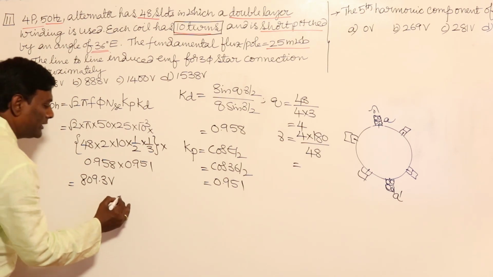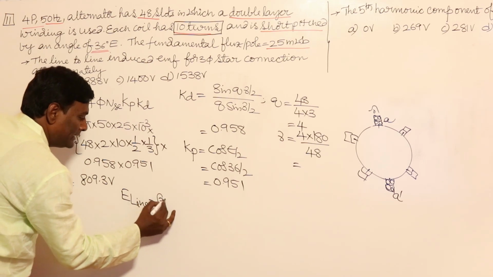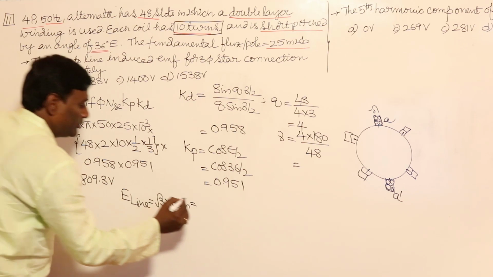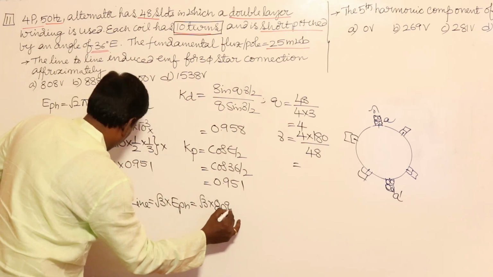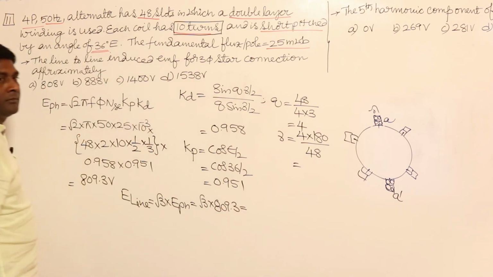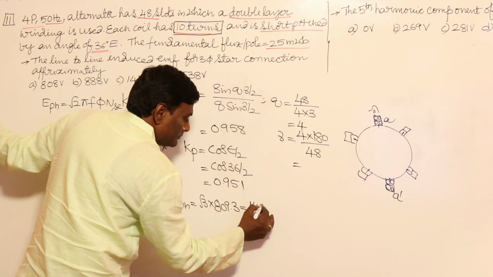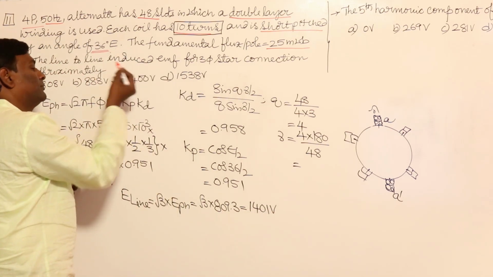How much will be the line voltage? Line voltage equals √3 into phase voltage. So √3 into 809.3. That is going to be 1401 volts, or roughly I can say 1400 volts.